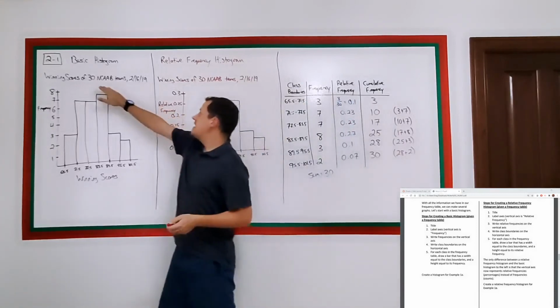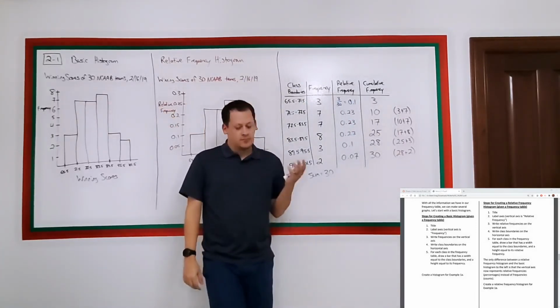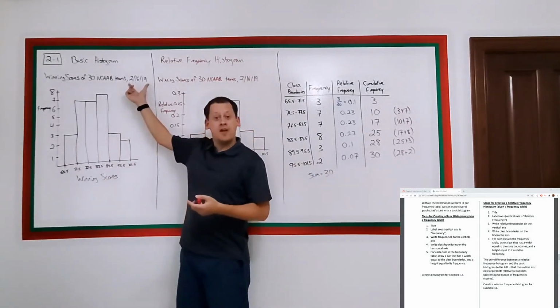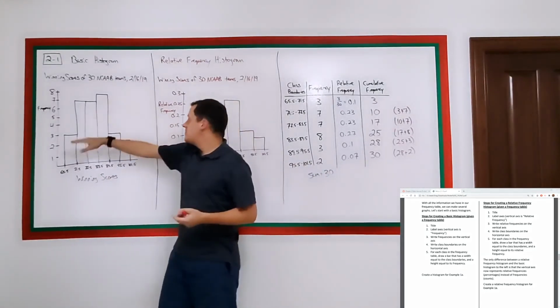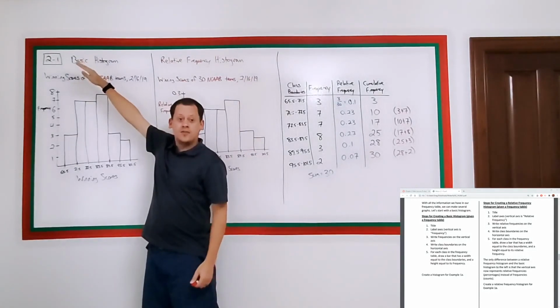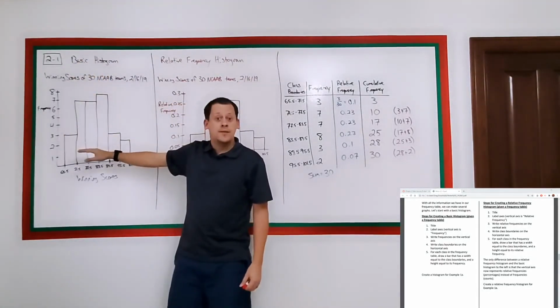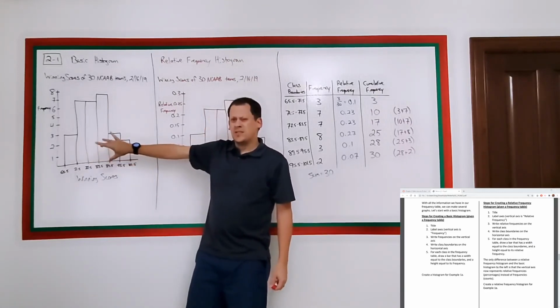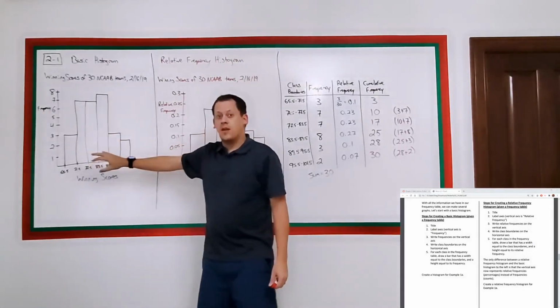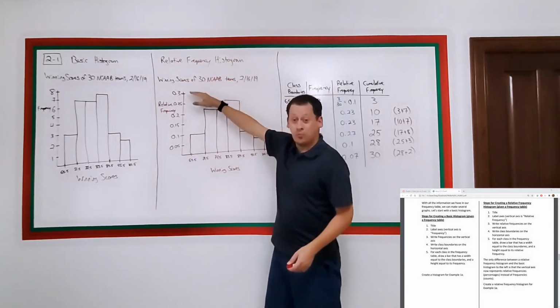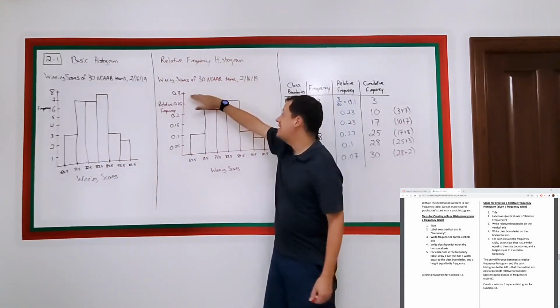Imagine if instead of 30 teams, we had 500 over the course of the entire month of February. This frequency wouldn't go up to 500, but it could easily go up to like 100. It might start getting a little more difficult to interpret these. Whereas the relative frequency histogram, the scale would look pretty much the same. It wouldn't need to go much past 0.3.